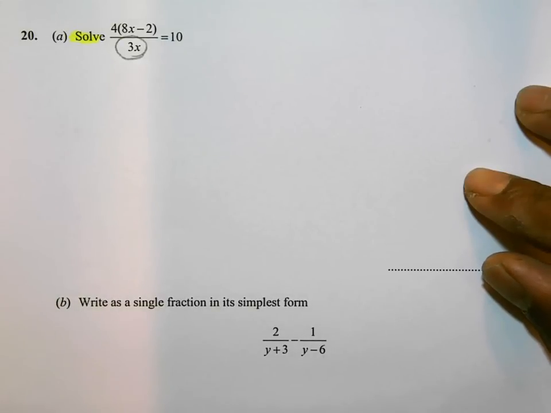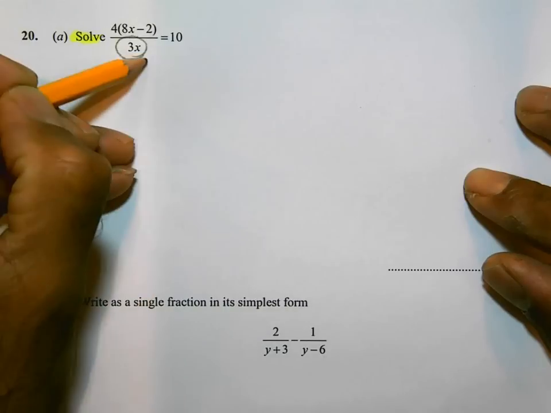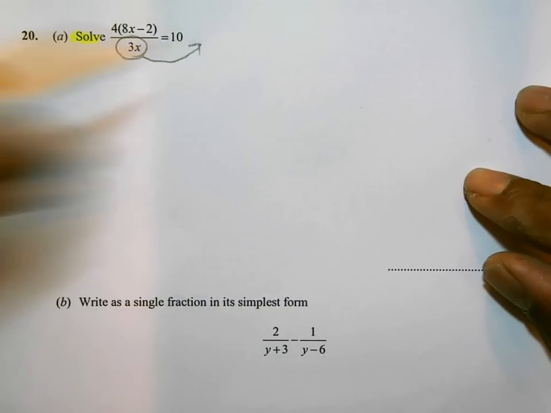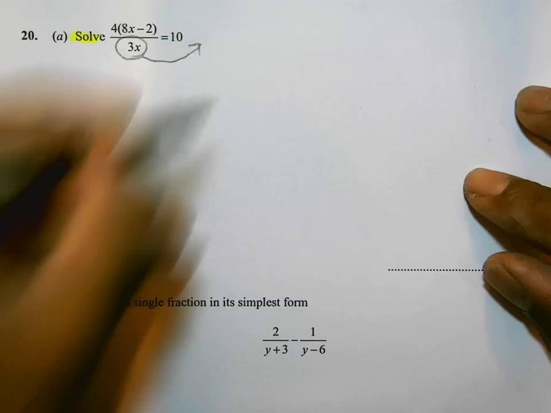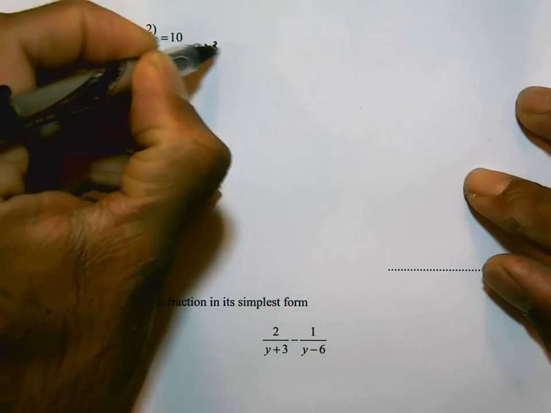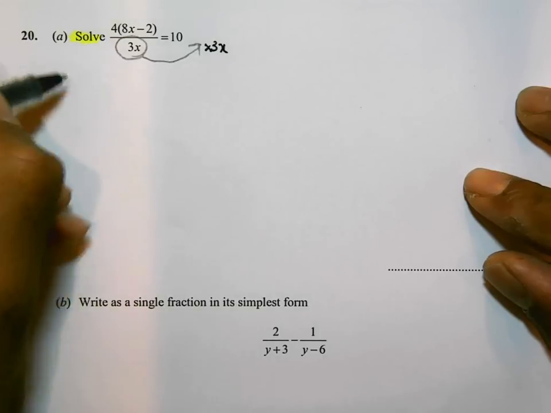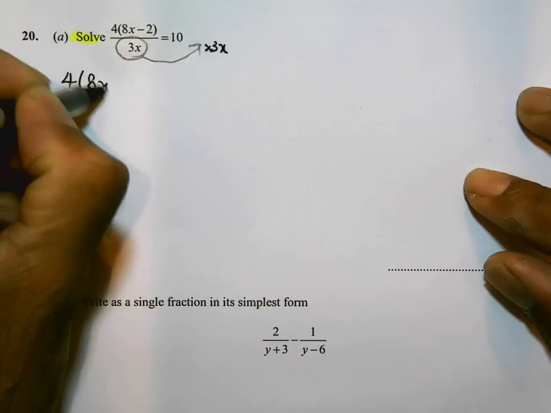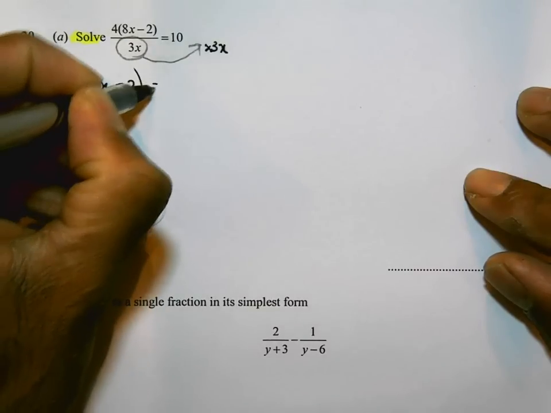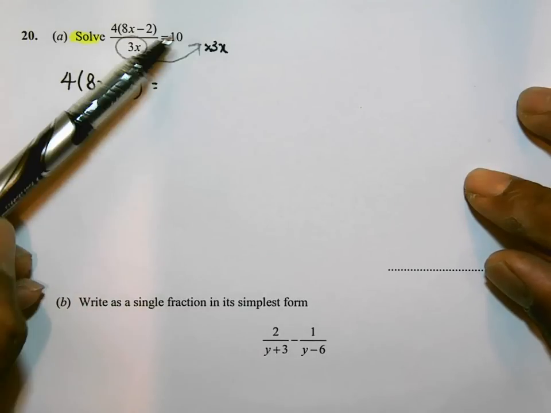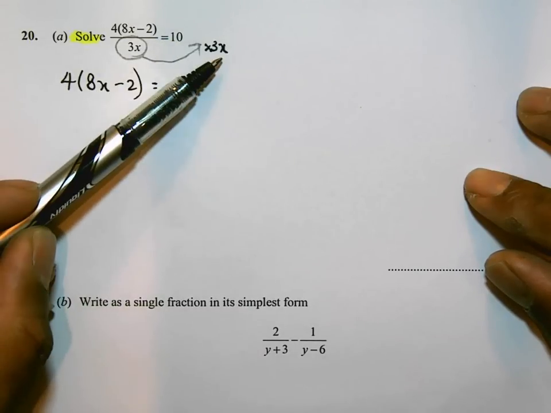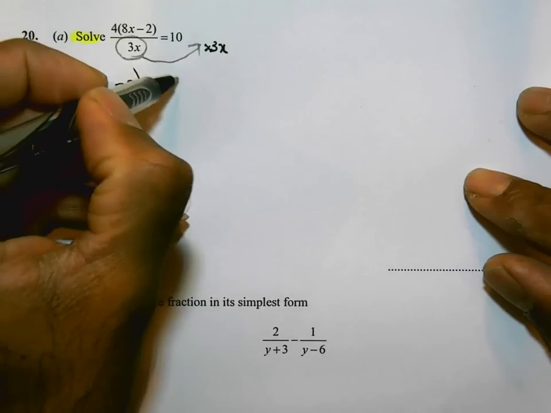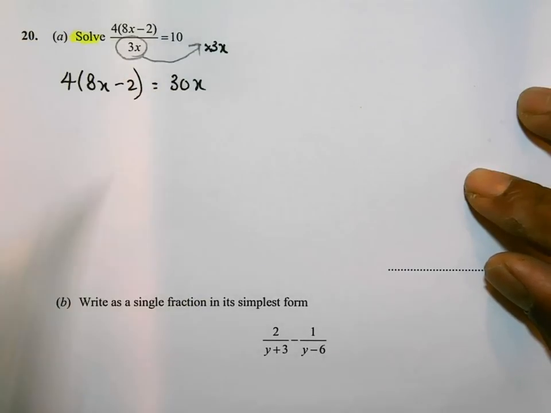I could theoretically try to multiply out the brackets first, but I'm going to take that 3x across, and when I do, that means I need to times by 3x. So my second line is going to look like this: 4 brackets 8x minus 2 is equal to, and just think about this, what is 10 times 3x? 10 times 3x is 30x. Have a look at that, think about it, make sure you understand what has just happened.